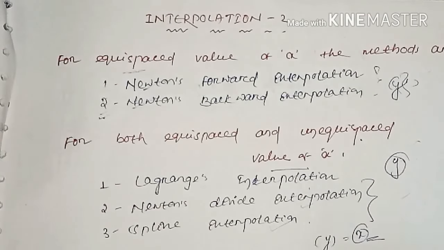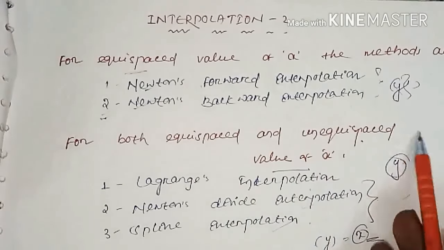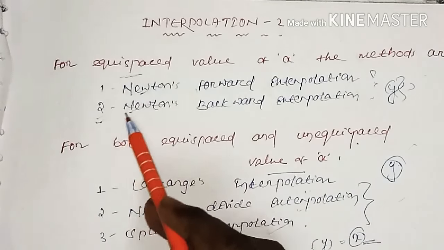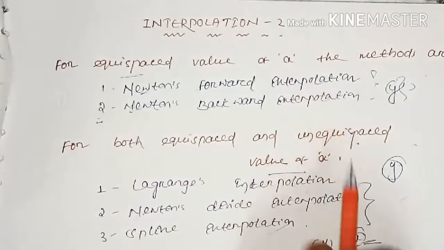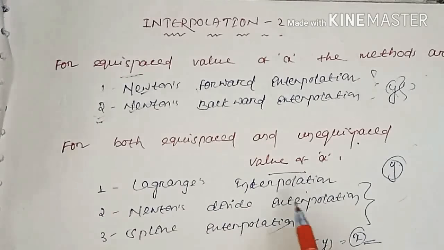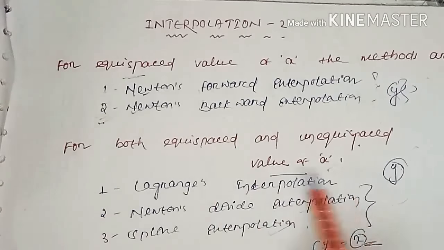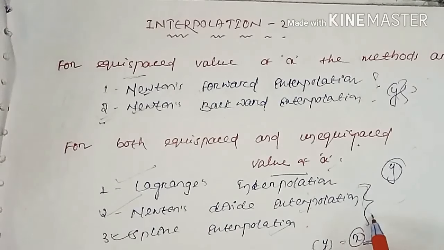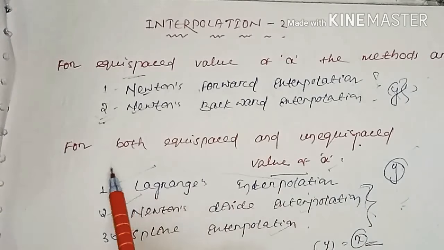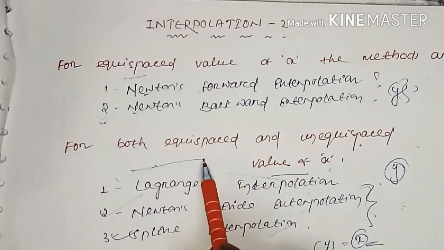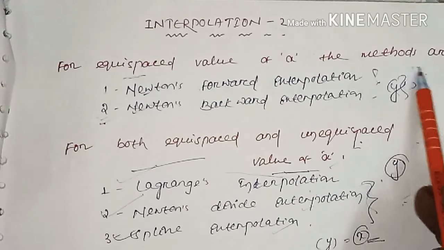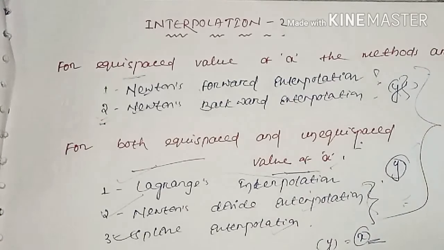So first of all, for equispaced value of x, we were using two methods. First is Newton's forward method and Newton's backward method. And for both equispaced and unequispaced value of x, Lagrange's interpolation, Newton's divided interpolation, and spline interpolation are three methods which we will use to find the value of y in both equispaced and unequispaced value of x. We will discuss these five methods later.